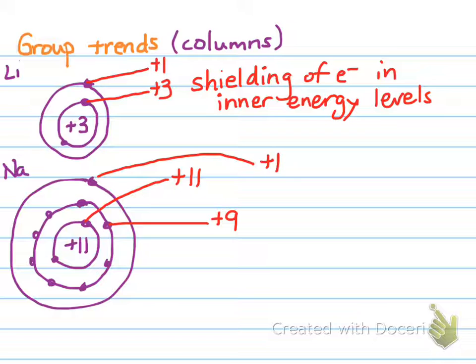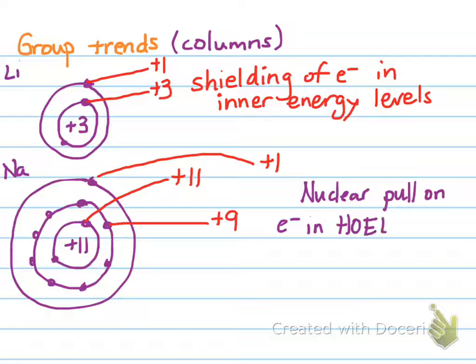So remember, one of the things that we noticed about the pull from the nucleus was that the nuclear pull on the electrons in that highest occupied energy level is the same for all elements in the same group or family.